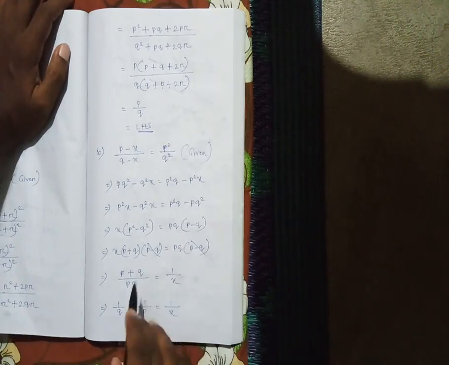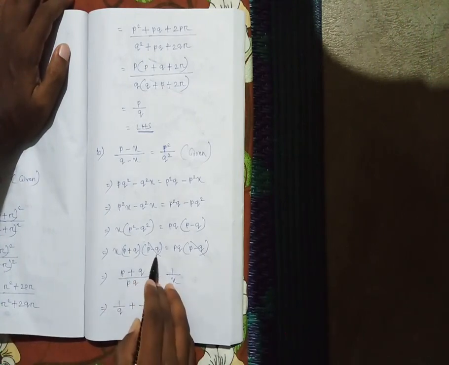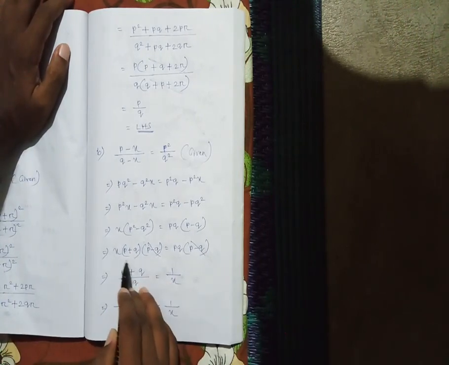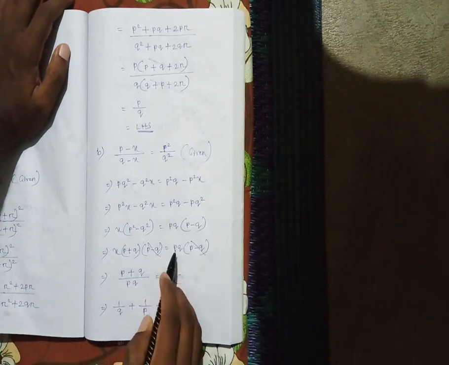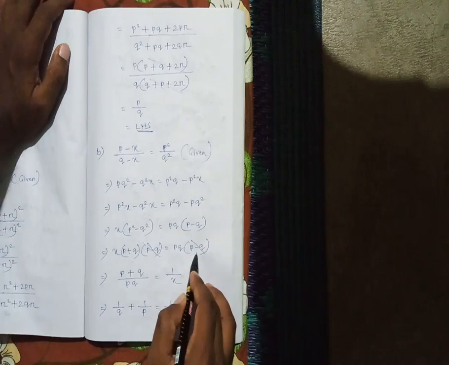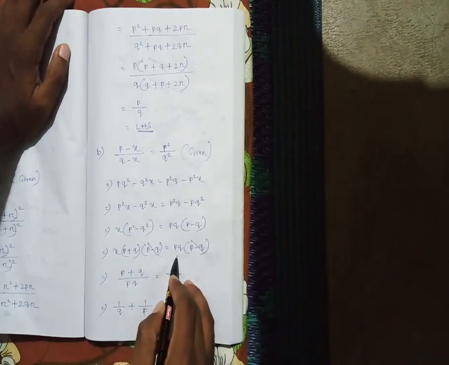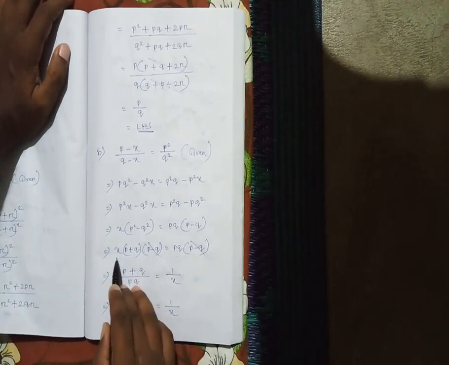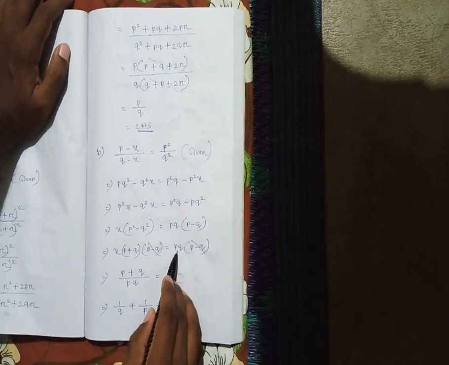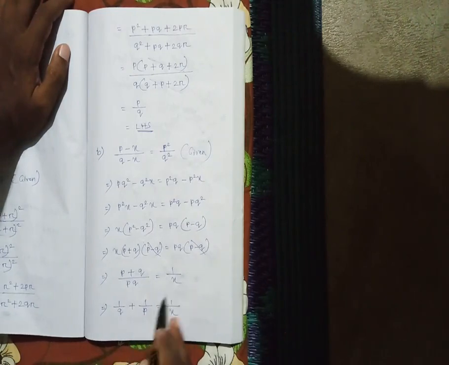Now p square minus q square on the left hand side can be factorized to (p plus q) into (p minus q). So x into (p plus q) into (p minus q) is equal to pq into (p minus q). So p minus q cancels. So x into (p plus q) is equal to pq. But we need 1 by x. So let us take this x to the right and bring this pq to the left. We get (p plus q) by pq is equal to 1 by x.